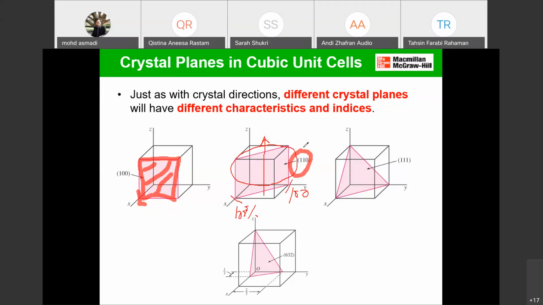For this one it is 111: 100% for x, 100% for y, and 100% for z. While for this other one, if you look here, it is 1/3, then 2/3, and this one is 100%. So it is almost similar to a direction, but Miller indices is more about the planes or area.